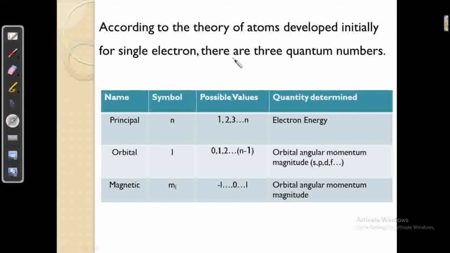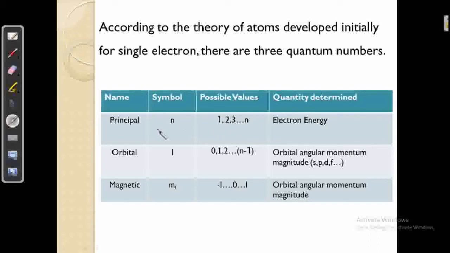At first, three quantum numbers were revealed using quantum mechanics, the quantum mechanical aspect. They are the principal quantum number, the orbital quantum number and the magnetic quantum number. The principal quantum number has the symbol n, the orbital quantum number has the symbol l, and the magnetic quantum number has the symbol ml. The possible values of n are 1, 2, 3, etc.